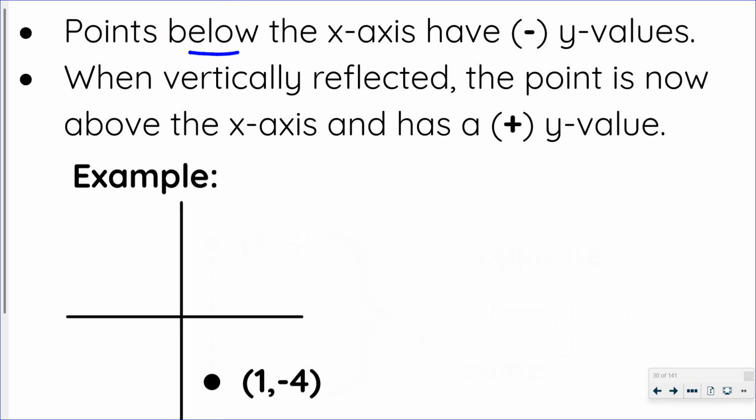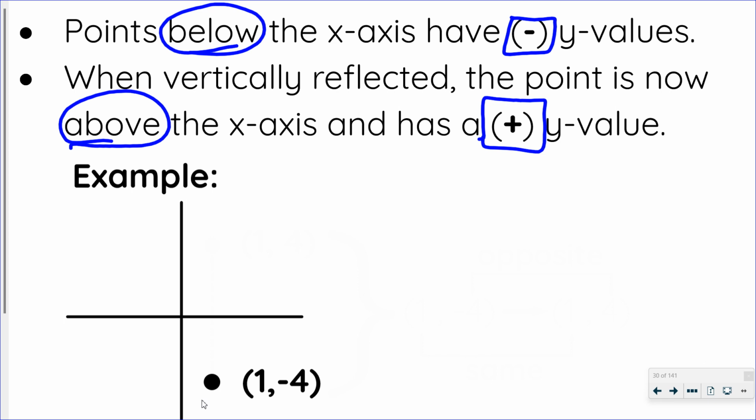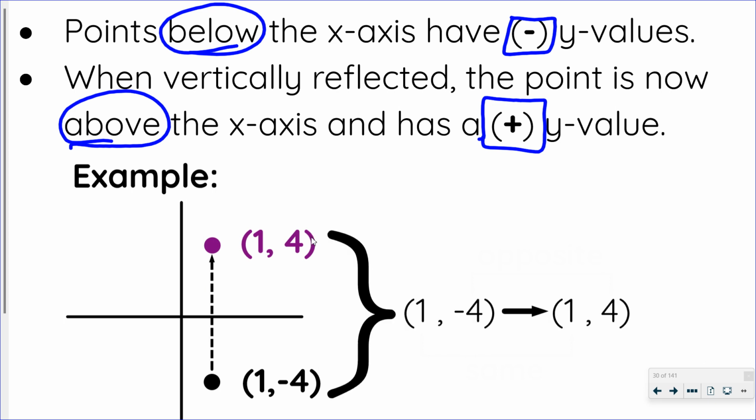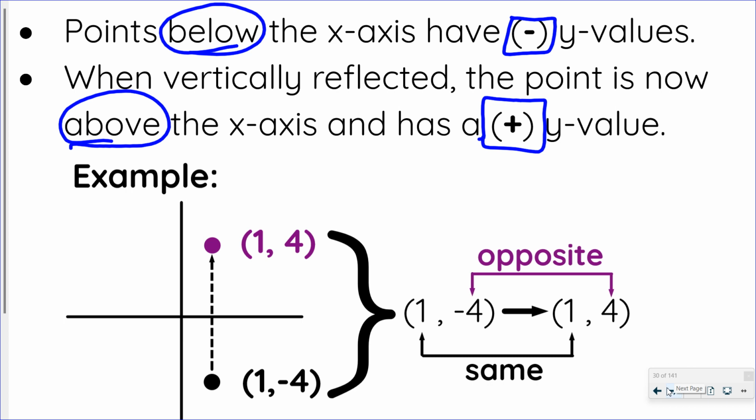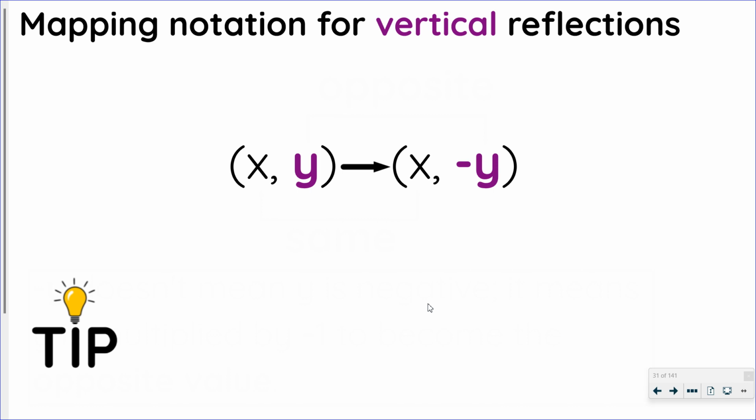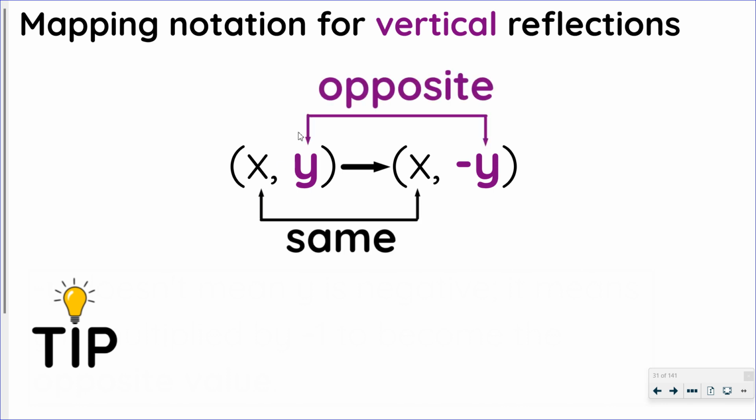Similarly, if I have points that are below the x-axis, where y is negative, when I reflect it, the point will now be above the x-axis, where y is positive. For example, this point 1 and negative 4 is 4 units below the x-axis, so a vertical reflection will place it 4 units above the x-axis. In terms of the mapping notation, you can again see that your x values stay the same. It is only your y values that are opposite. So in general for mapping notation, every point (x, y) becomes the point (x, -y). Again, x is staying the same, y is becoming opposite.